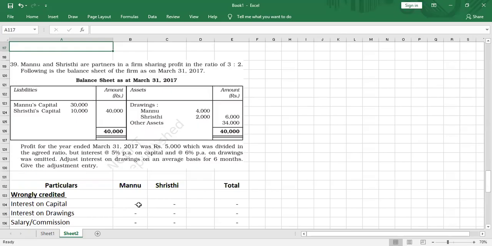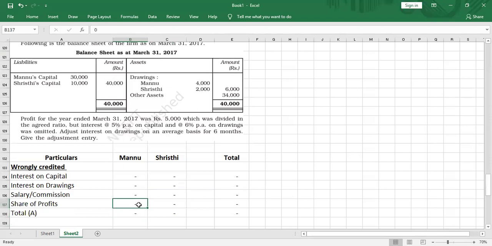Profits during the year ended March 31, 2017 was 5,000, which was divided in the agreed ratio, but 5% per annum interest on capital and 6% per annum on drawings was omitted. So interest on capital and interest on drawings have been omitted. Adjust interest on drawings at an average basis of 6 months. So they distributed the profits without charging for interest on capital and interest on drawings. So wrongly credited would be the profits that were distributed without making those adjustments. So 5,000 into 3 by 5, 5,000 into 2 by 5.